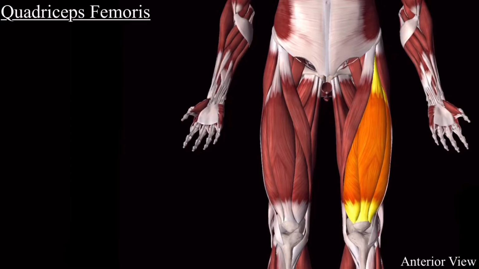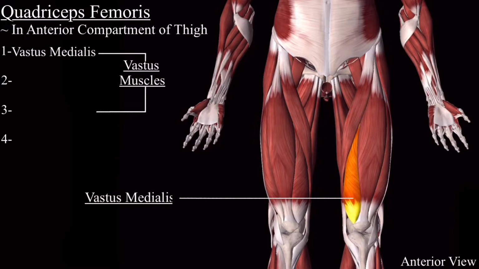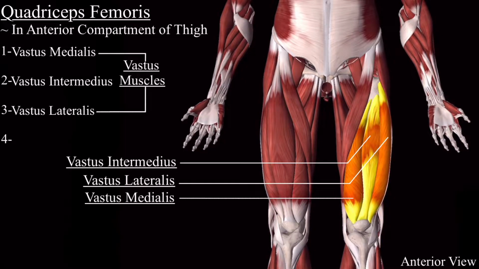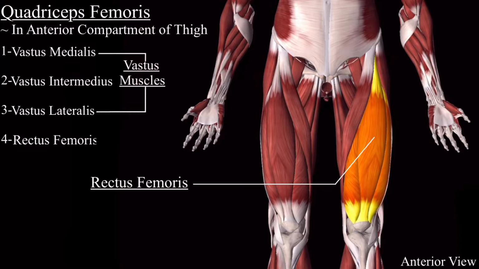Quadriceps femoris is a group of 4 muscles present in the anterior compartment of the thigh. These 4 muscles include 3 vastus muscles, that is vastus medialis muscle, vastus intermedius, and vastus lateralis muscle. The 4th muscle of this group is rectus femoris muscle.